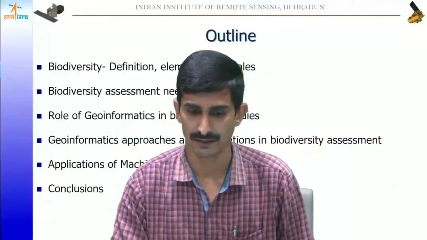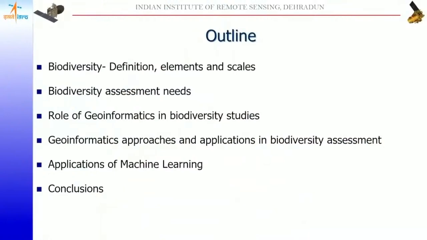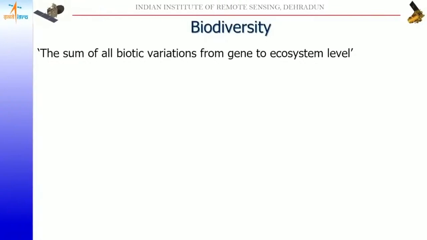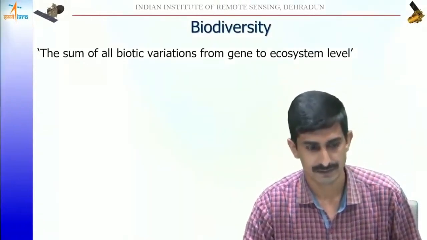And the outline of this lecture will be on the line of biodiversity: what is biodiversity and its elements and the scales, and why the need of biodiversity assessments, the role of geoinformatics in biodiversity studies, and what are the different geoinformatics approaches and applications in various biodiversity assessment studies, and some examples on the application of machine learning, and the conclusion. So first we will see what is biodiversity and what are the different parameters.